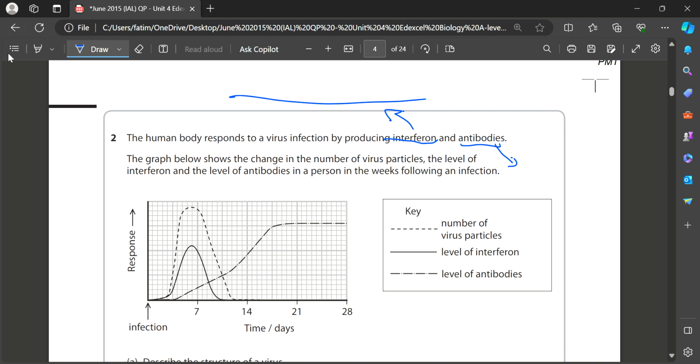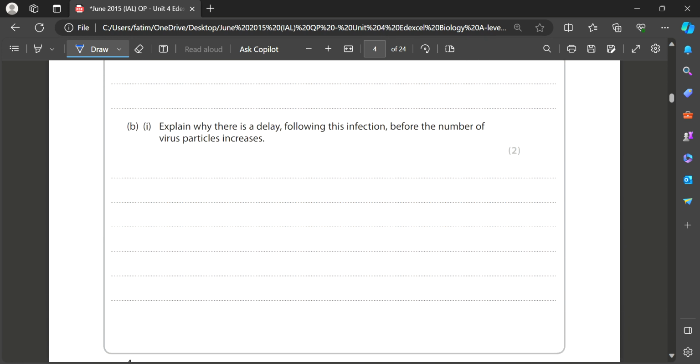And then the graph shows the change in the number of virus particles, the level of interferon, and the level of antibodies in a person a week following the infection. So this is the number of virus particles, and you can see that it increases and then it decreases. So we have to say why there is a delay before it increases, like over here. That's what we're supposed to answer. Since this is a 2 mark question, we have to give 2 points.